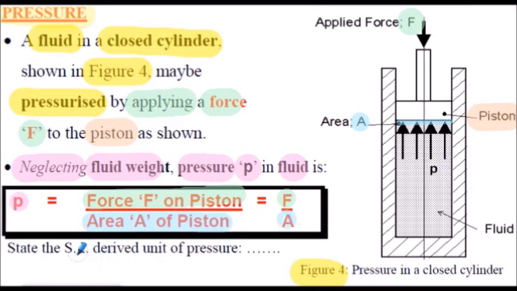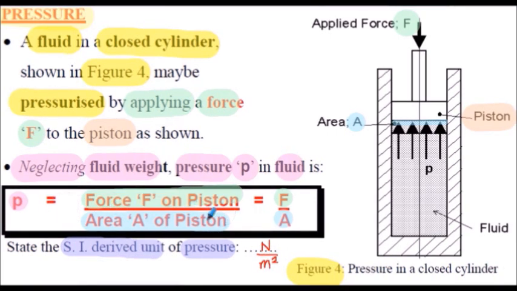The SI derived unit for pressure, generated from the formula, is force, newtons, divided by area, which will be in meters squared. So the formula in the bolded box here calculates the pressure in the fluid P when subjected to the external applied force F.